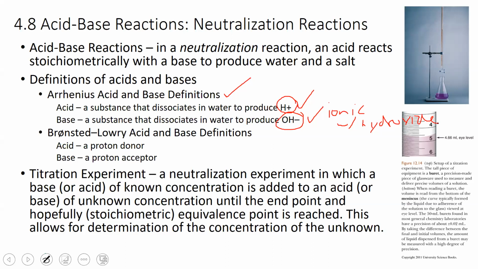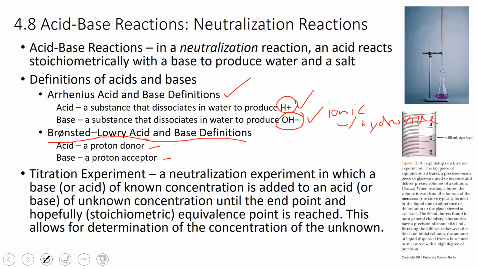Now, a better example of an acid and a base for what we use is the Bronsted-Lowry definition, okay? Now, Bronsted-Lowry says an acid is a proton donor, right? And a base is a proton acceptor. And so understanding what a proton is the key, right?